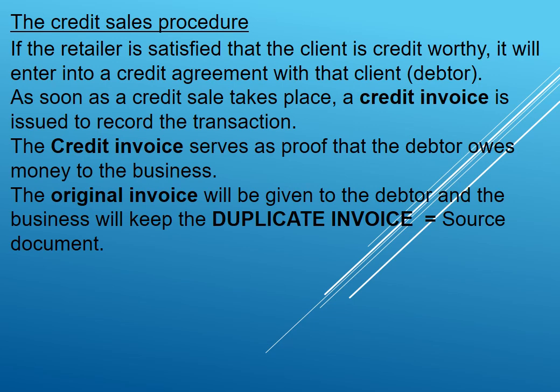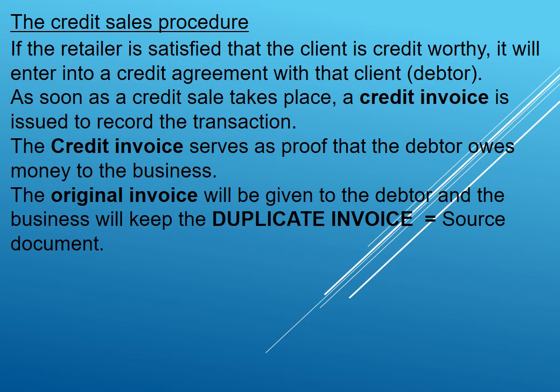So what is happening? The client comes into our store, decides what he wants, and takes it to the counter, to the till. It will be rung up, but there will be no exchange of money. So the client can take the items home and obviously only pay for it at a later stage. But we need proof that this transaction has taken place, and therefore a credit invoice will be issued. Some textbooks also call it a credit sales invoice, and that will be the same thing.